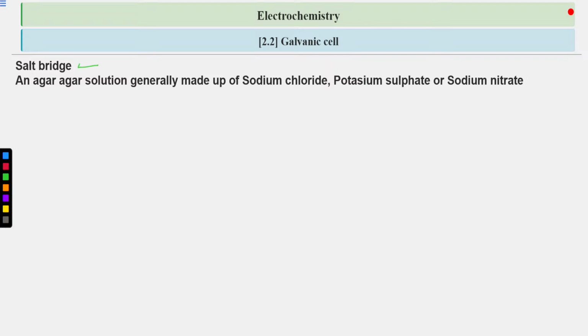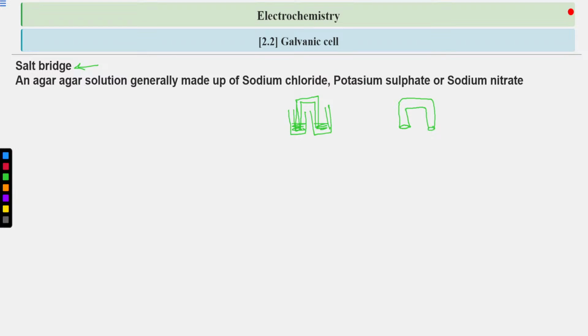Now let's talk about the salt bridge. In the previous diagrams, we have seen the salt bridge, right? If you have these two beakers, they have their electrolytes and electrodes. These two electrolytes are connected together with this salt bridge, which has an inverted U structure. It is open at the ends, and all the other parts are closed; only the openings are open.